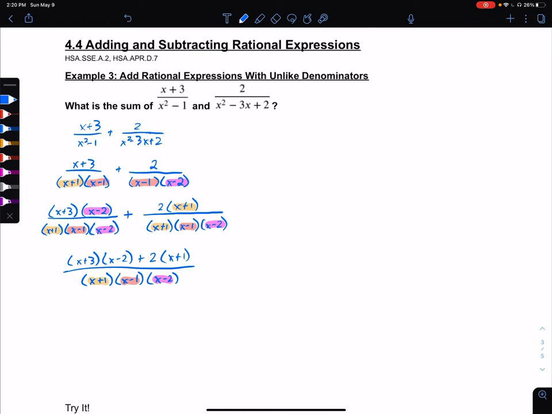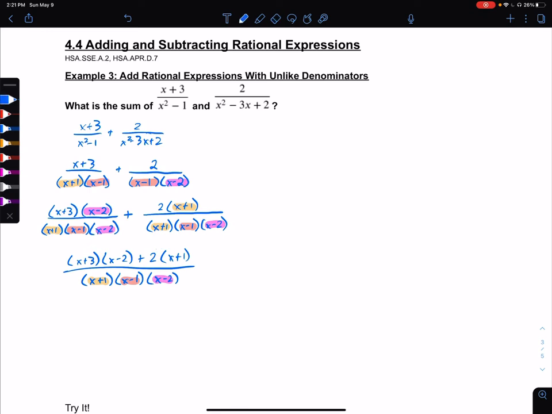In my numerator, I can start combining like terms, distributing, and multiplying everything out. How many steps you make this work out to be is up to you. What I'm going to do is multiply, distribute or FOIL this, and distribute this here, all in one step.